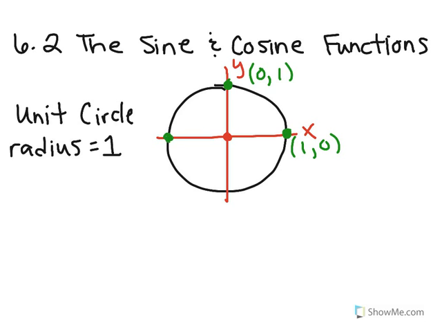And we're going to go around the circle like this a couple more times. So this is negative 1, 0. And then the last one would be 0, negative 1. And these values are going to come into play a little bit later. You'll see how.